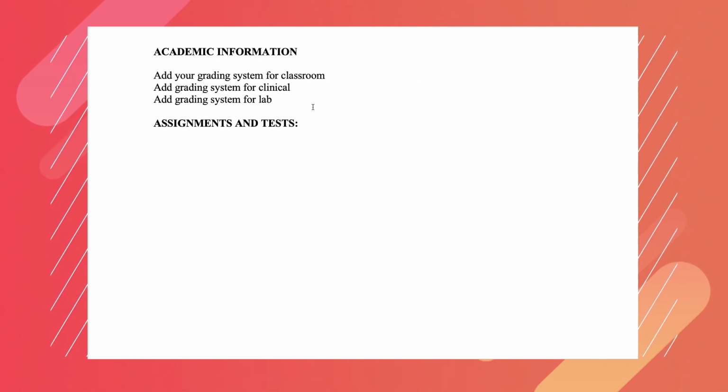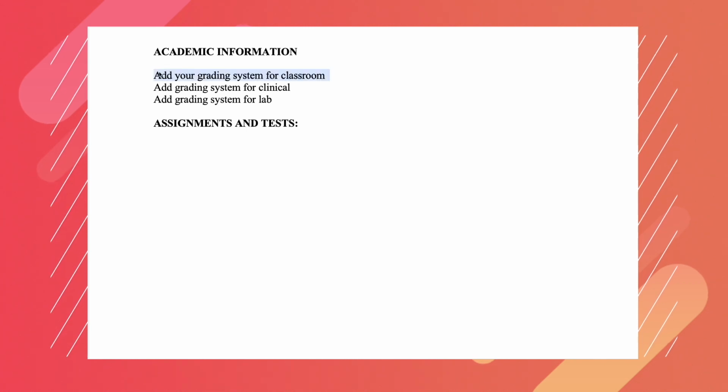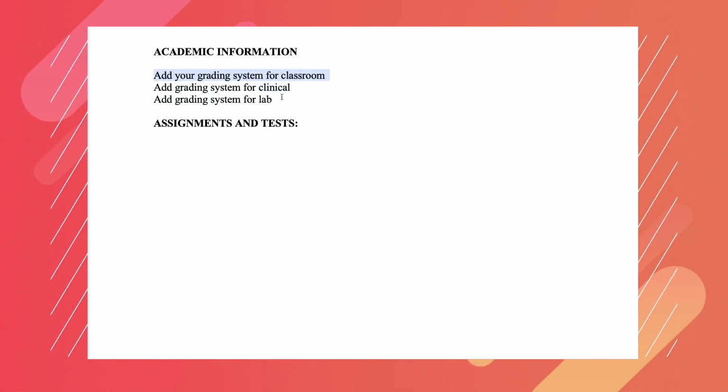Next, we have academic information. This is super important. Students need to know what kind of grade they need to get in order to pass your course. So whatever your grading system is, make sure you have your grading system, and keep in mind that classroom versus clinical and lab may have a different type of grading system. For instance, people in the classroom typically use a numerical grading system, whereas in clinical and lab, people will use the pass or fail system.